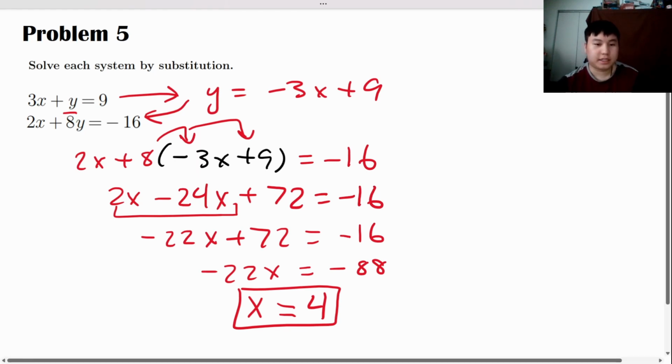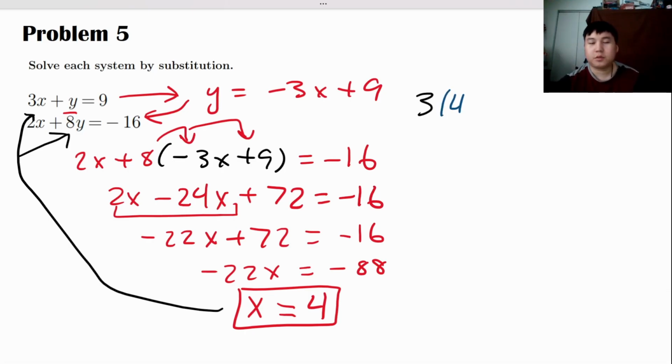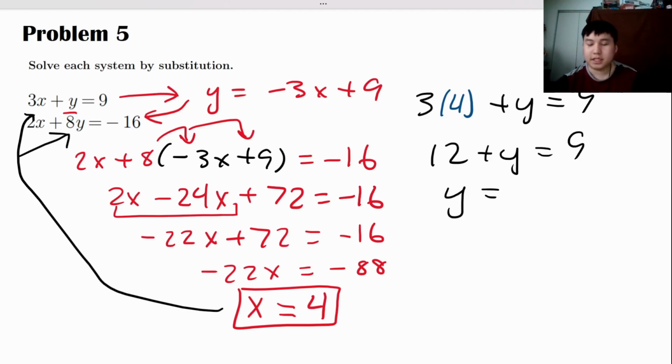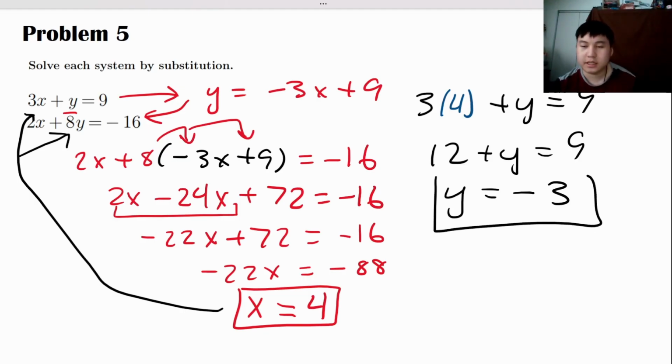And now I can plug this into my first equation or the second, it doesn't really matter. Now 3 times 4 plus y equals 9. That's 12. And then subtracting 12 from both sides gives me a negative number because 12 is bigger. That's how I think of it. Negative 3 in this case. And these are our two solutions to this system.